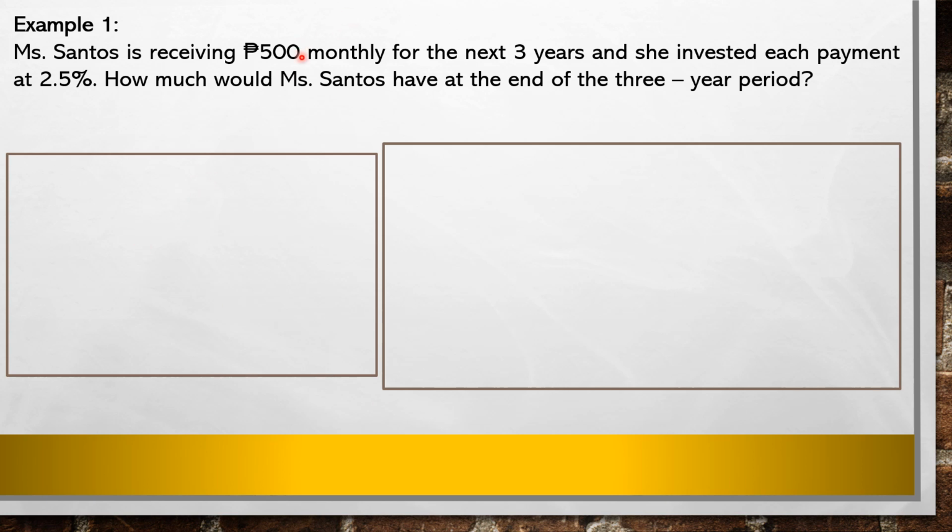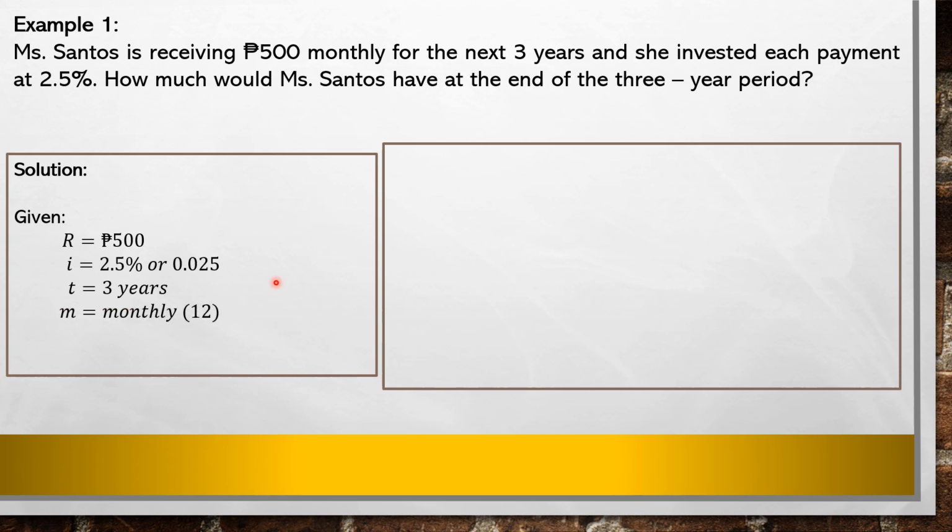So, Miss Santos is receiving 500 pesos monthly for the next 2 years, and she invested each payment at 2.5%. How much would Miss Santos have at the end of 3-year period? Okay? So, anong una natin gagawin? Of course, is to find the given. Ang ating pong payment ay 500 pesos. And then, ang ating interest rate ay 2.5%, 0.025. Ang time natin ay 3 years. Of course, ang month natin is yan. So, dahil po monthly, no, therefore, it is 12.